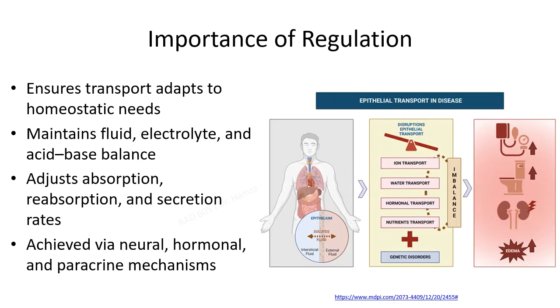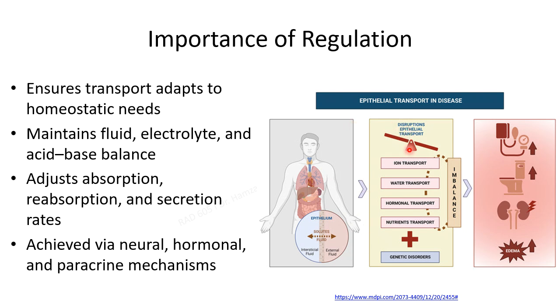So, what is the importance of regulation? Why are we taking that? Well, the body must constantly adjust epithelial activity to maintain systemic balance under changing conditions. It ensures transport adapts to homeostatic needs, maintains fluid, electrolyte, and acid-base balance, and adjusts absorption, reabsorption, and secretion rates. All this regulation is achieved by neural, hormonal, and paracrine mechanisms.